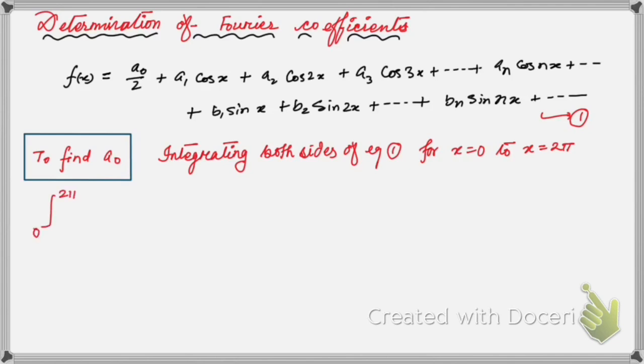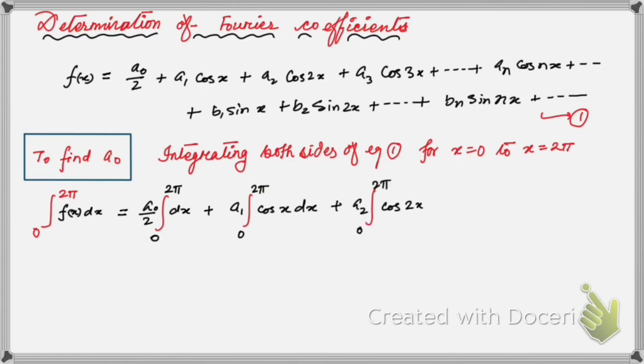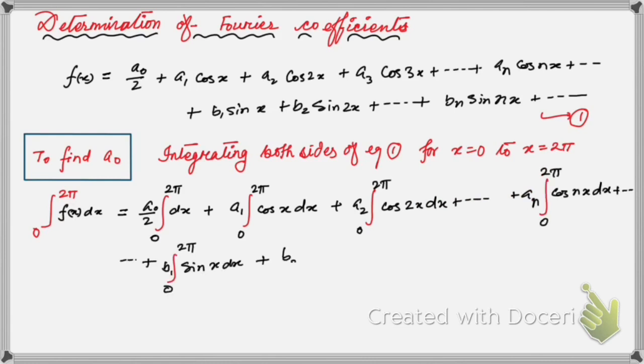So integration from 0 to 2 pi of f of x dx, then a0 by 2 times integration 0 to 2 pi dx, and similarly the other terms are also integrated from 0 to 2 pi. So let me write all the terms, and so on.